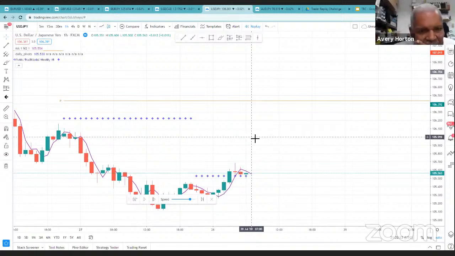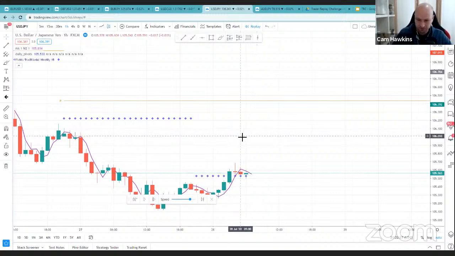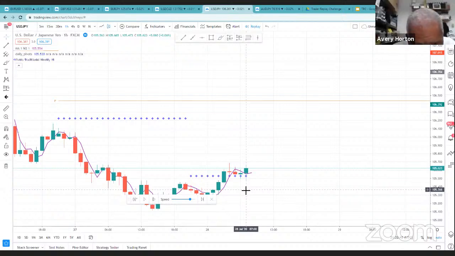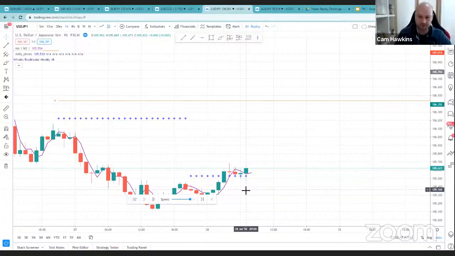I found you another spot in time. Is it the start of the week? I'm not too sure. It looks like it's 7 o'clock in the morning, which is not the start of the day, coming towards the end of the day. It's already hit the daily pivot. It hasn't hit the weekly. No, the weekly's above.